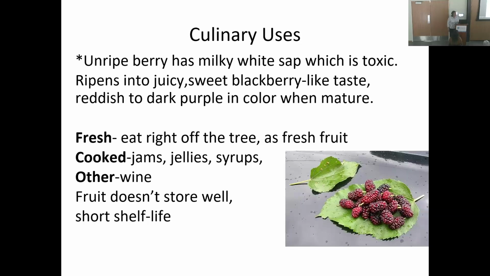But it is one of those old-time native fruits that folks used to plant in their homesteads. They would eat them as fresh fruit, they cooked with them, and some people even made wine, but it doesn't store well. It has a very short shelf life.